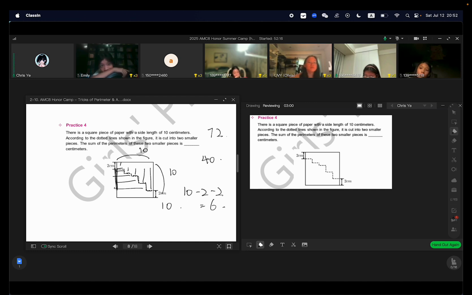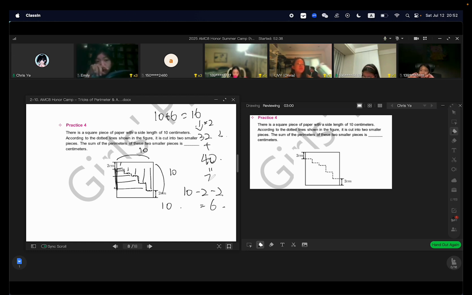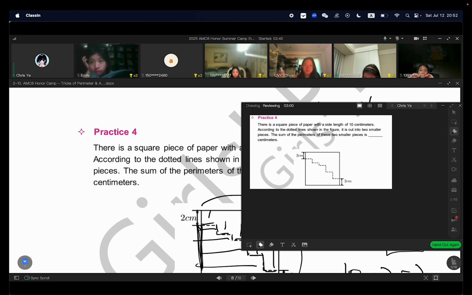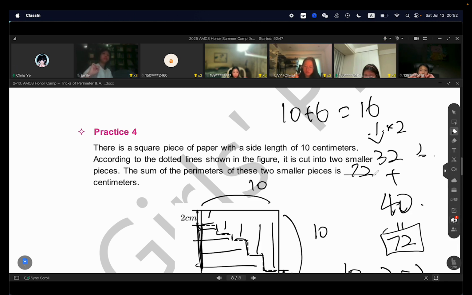So it's going to be 10. And in the end, we have 10 plus 6 equals 16, but then we have 16 times 2 equals 32. And 32 plus 40 equals 72. So the sum of the perimeters of these two smaller pieces is going to be 72. Any questions?